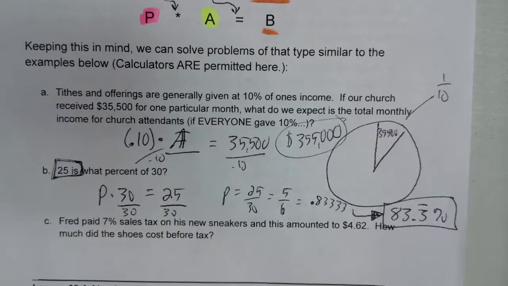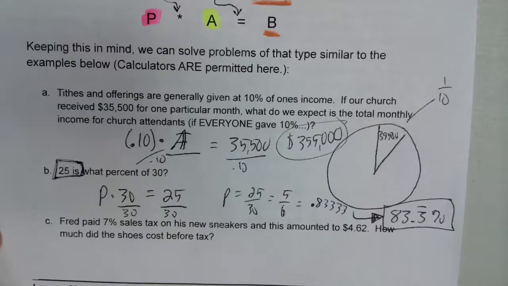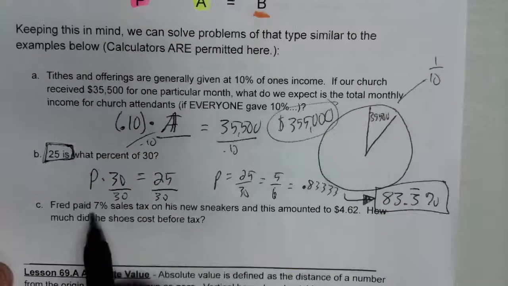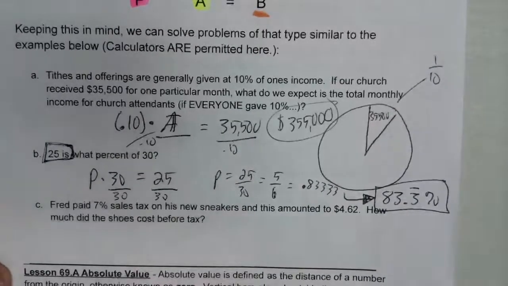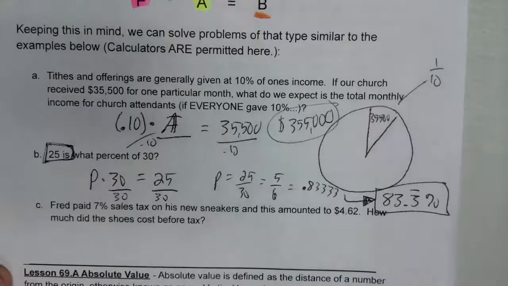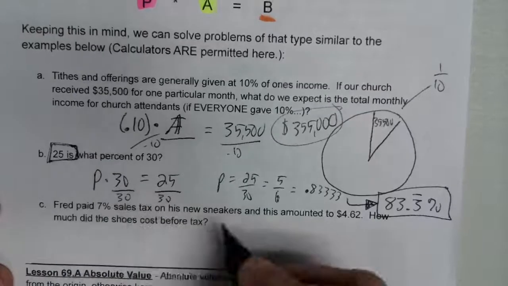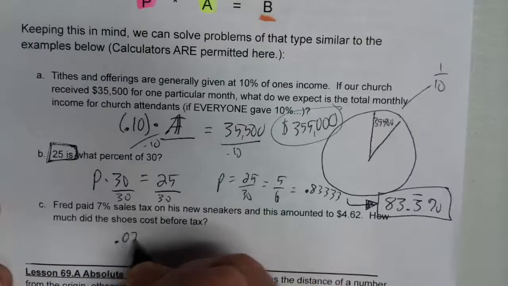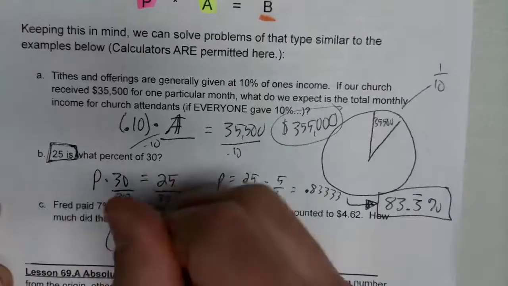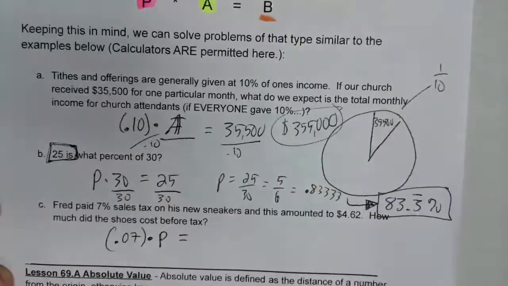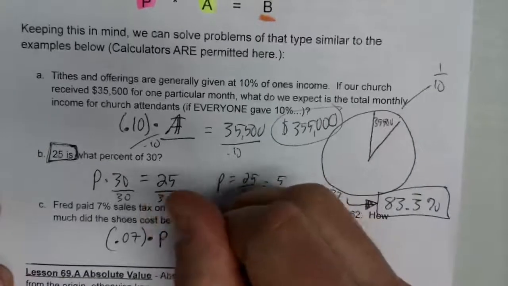Okay. Fred paid 7% sales tax on his new sneakers, and this amounted to $462. How much did the sneakers cost before tax? All right. So what this means is 7% of the sneaker price is $462. So 7% of the price, that's how we write 7%, of, we're going to multiply the price, I'm going to put P, equals the tax of $462.